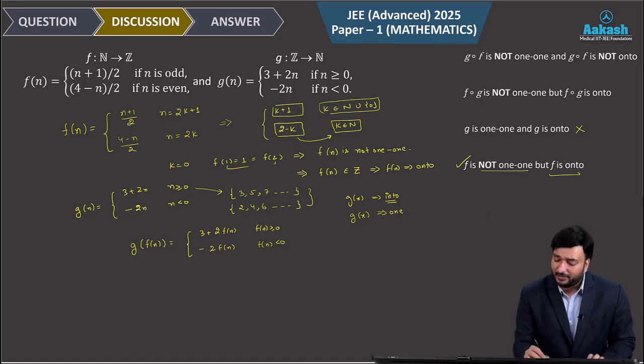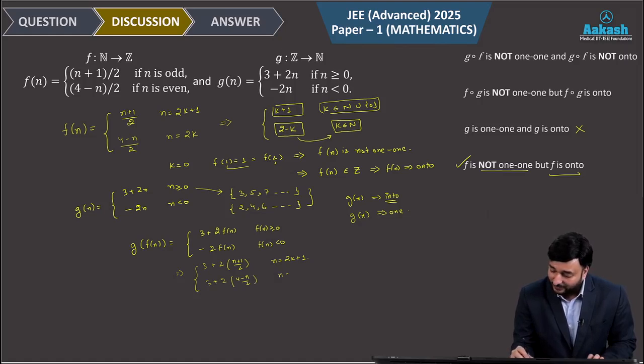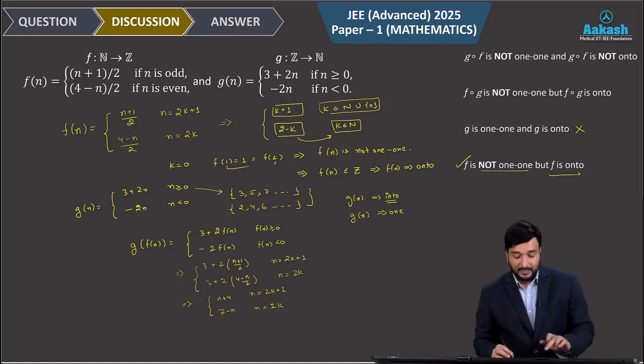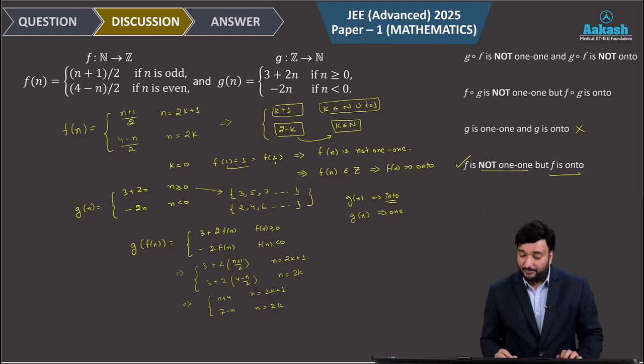Now substituting the values, this is going to be equal to 3 plus 2 times (n plus 1) divided by 2, when n is equal to 2k plus 1, and 3 plus 2 times (4 minus n) divided by 2, when n is equal to 2k. So g of f of x we are going to get over here as n plus 4, and 7 minus n, for n equal to 2k plus 1, and n equal to 2k respectively. So we got the function g of f of x.